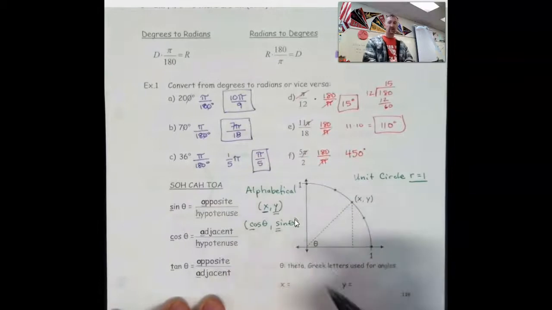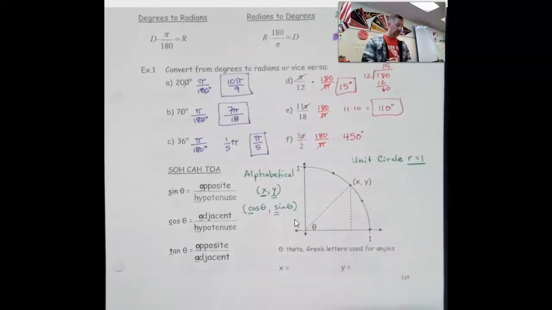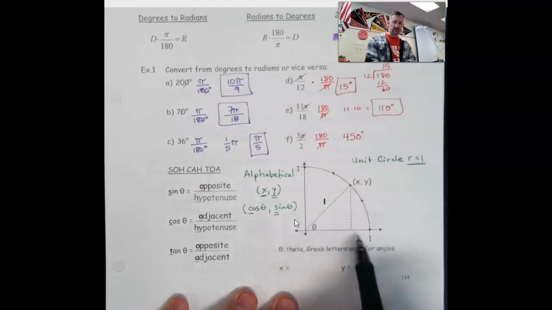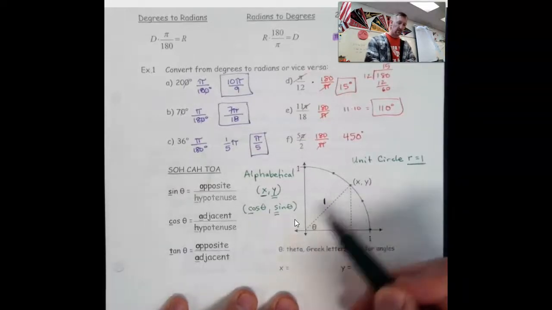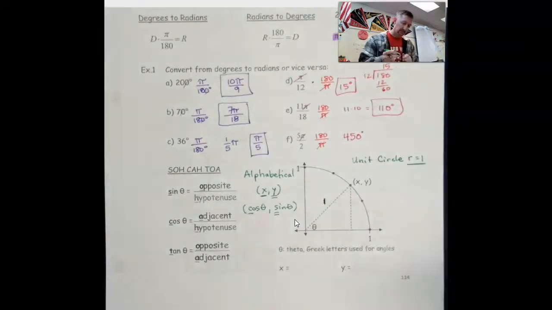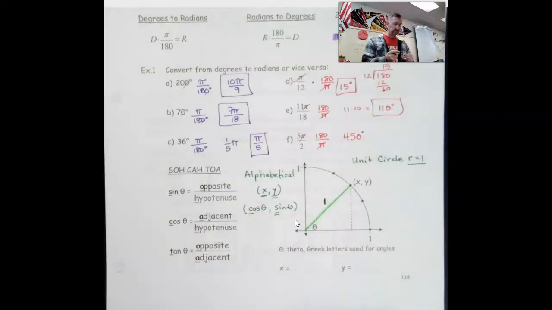So that should help you remember which is which. Okay, now we said the radius is 1. We should be able to see that here as well. The radius is 1, 1, 1. So that's good. We could put that in 3 different places.